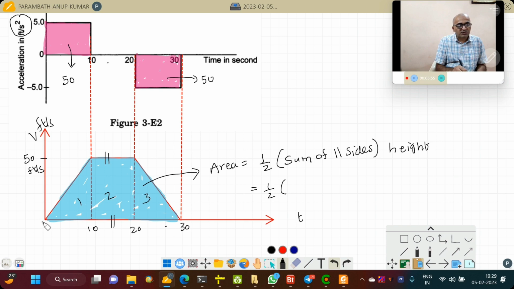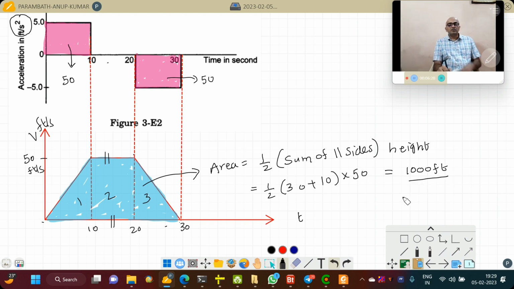That is from here to 30, 30, and then from here to here 10 to 20, that is 10, and into height, which is 50 feet per second, that is 50. So this comes out to be 1000 feet. So this completes one part of the answer, that is the distance covered in 0 to 30 seconds.